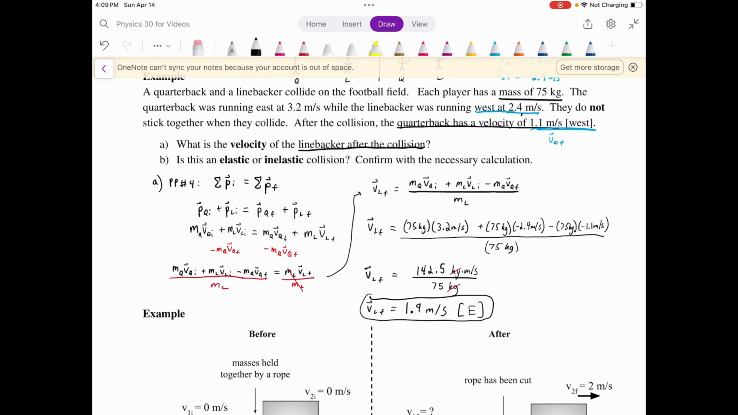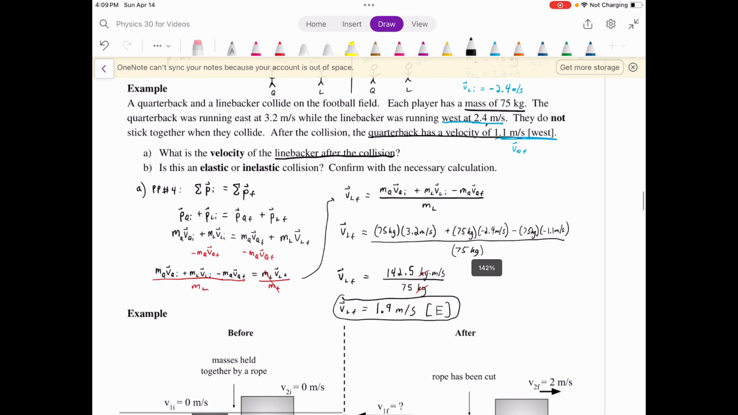But there is more than one correct approach here, right? You could just do mv, get the number, mv, get the number, mv, get the number, and then just put your numbers in and solve for the linebacker's final momentum maybe, and then divide it by the linebacker's mass. More than one approach we can take, but they all involve applying this fact, the law of conservation of momentum. This is where we start, and then we break it down and get more specific to our problem.